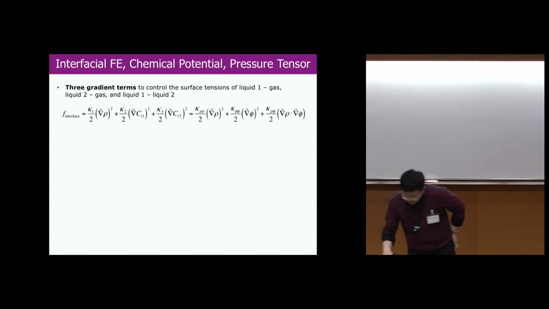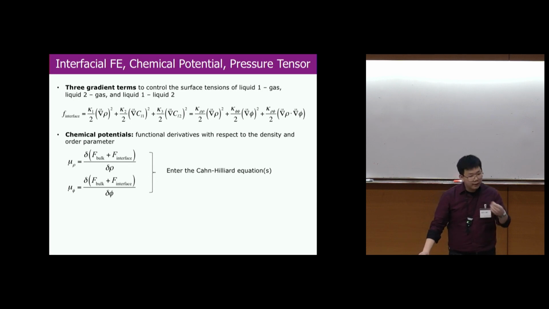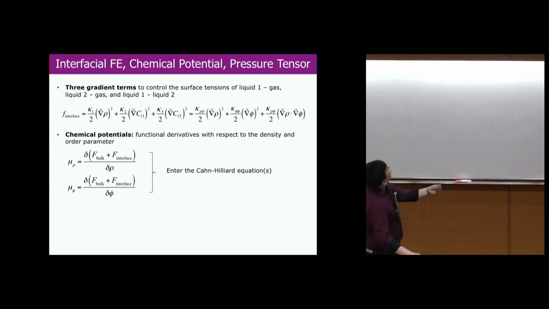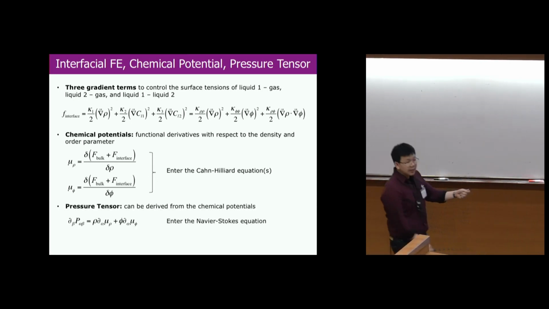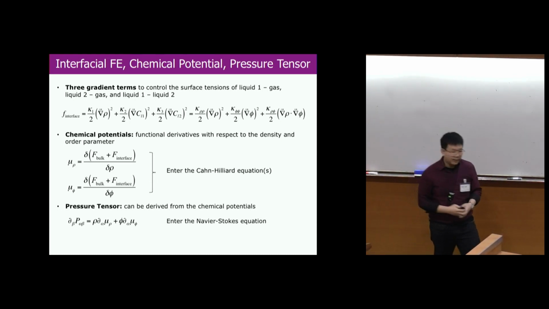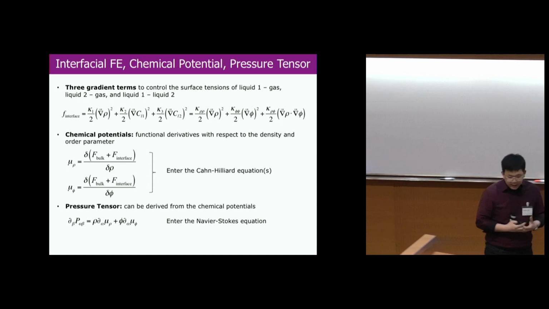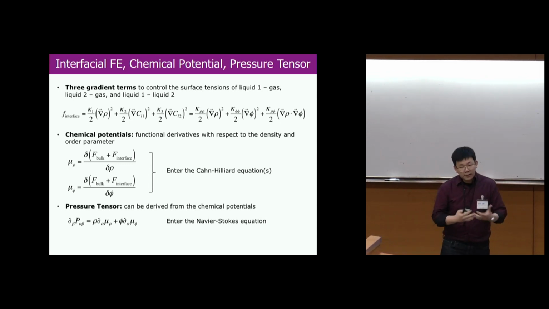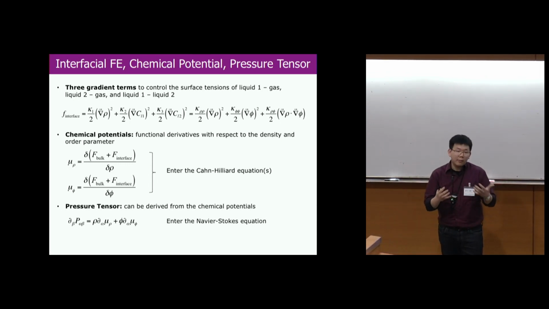And then of course, once you write down the free energy, you can derive the chemical potential. And then if you have the chemical potential, you can actually write down the gradient of the pressure tensor for my fluid. Right? Now, this is basically the thermodynamics. So this is quite general. So if you want to solve it with other methods, you can. But now I'm going to tell you how to solve it with Lattice Boltzmann method.